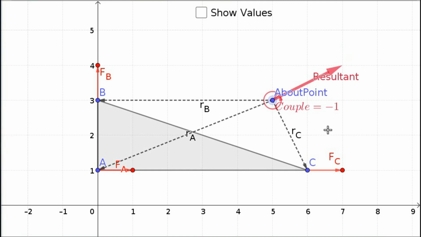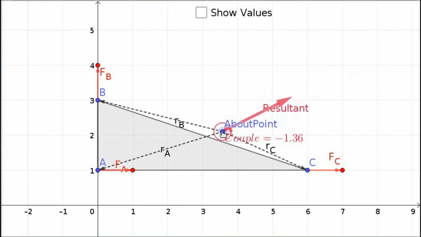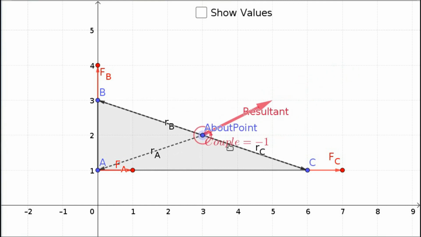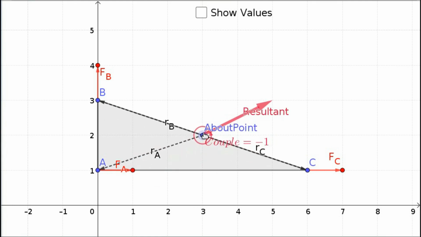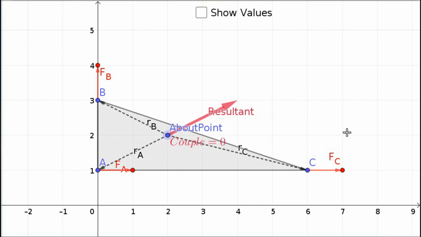Even if we do a different point here, the couple is -1, and we move along the line of action, we see it's still -1. So the couple doesn't change if we move our point along the line of action of the resultant. So we could sort of draw parallel lines here, and it's 0 at a point.